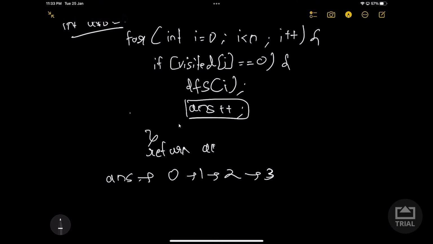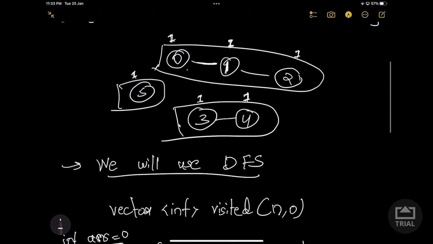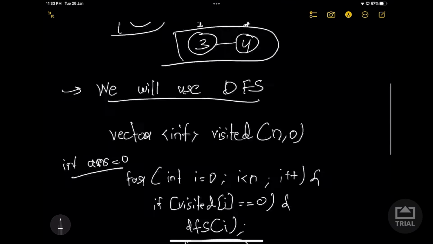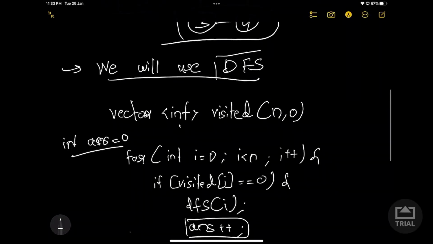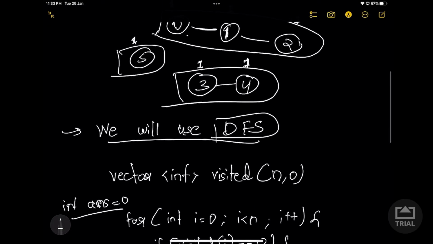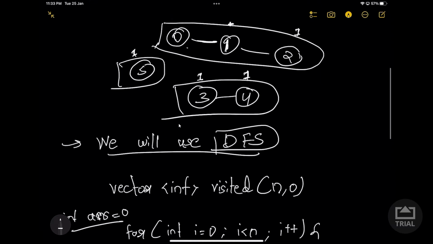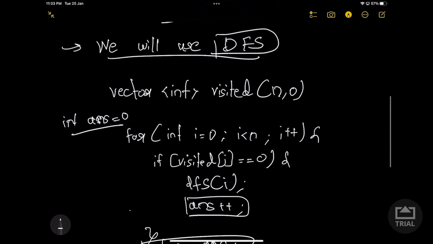So in this way we'll get the number of groups present, the number of friend groups or the connected components. So this is the approach. We have to use DFS, and we have to run DFS for every node which is not yet visited. So that's the approach. Let's code the solution out.